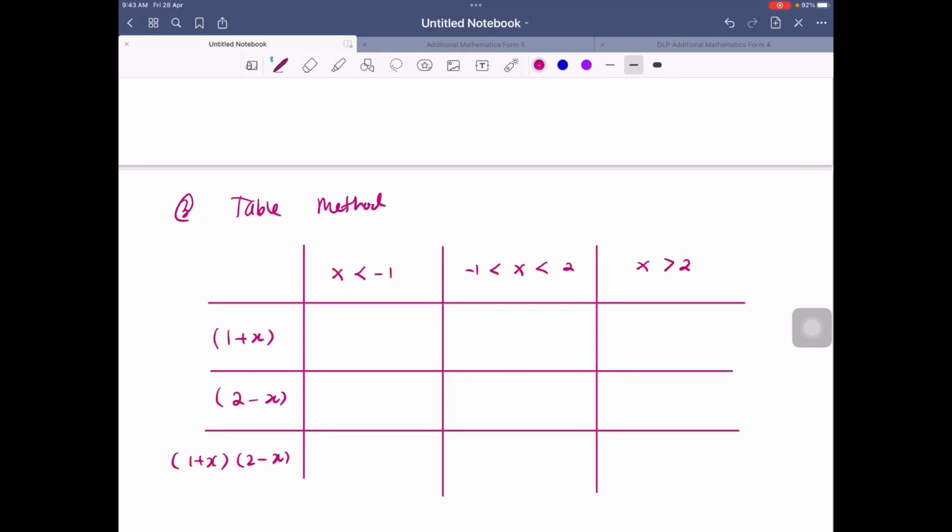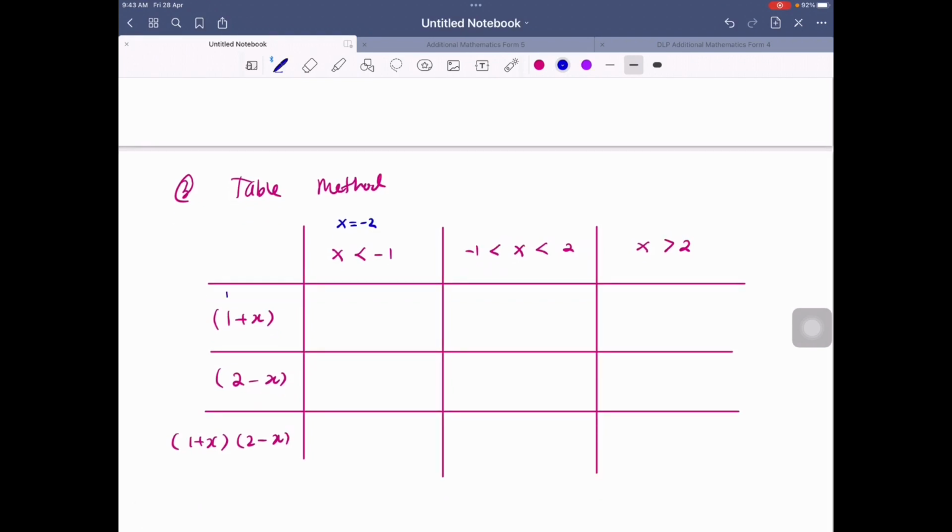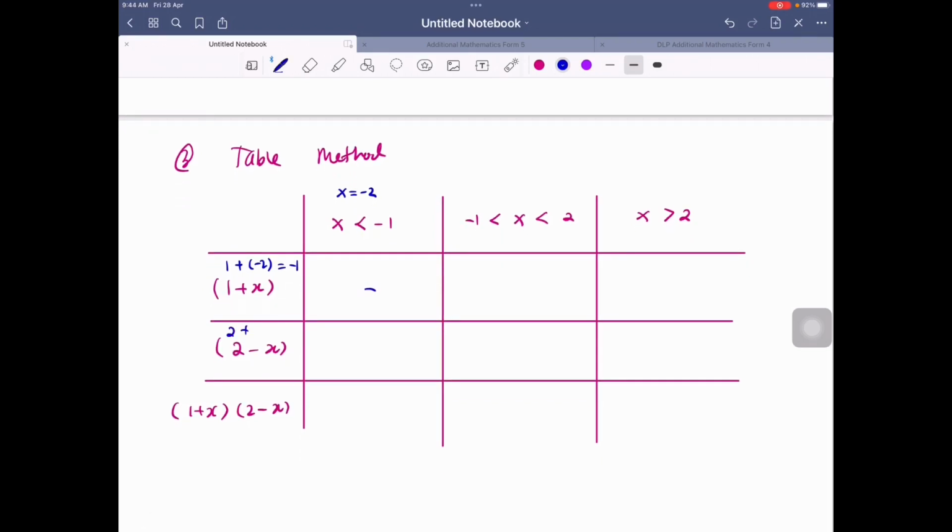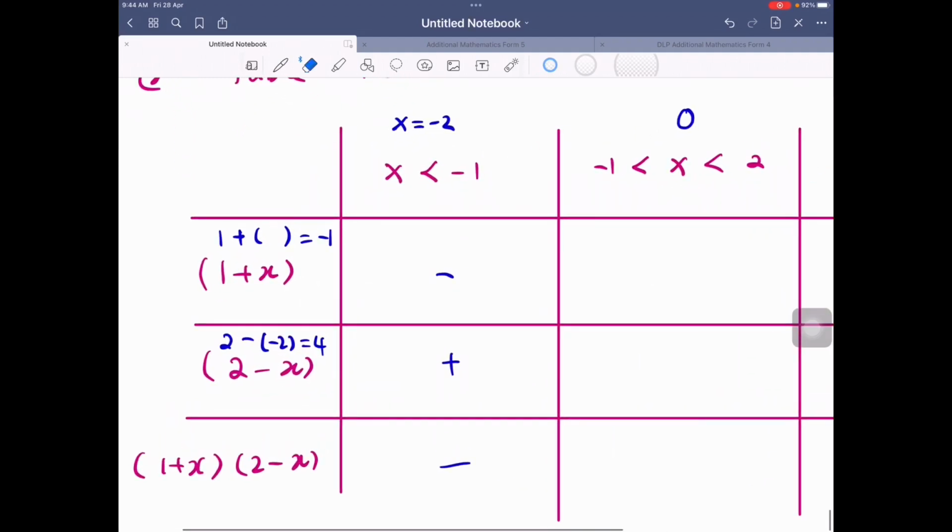We choose a value of x which fulfills the range. Example, I just take x equals negative 2. Substitute here: 1 plus negative 2, the answer is negative 1, negative. Then 2 minus negative 2, so I have 4, positive. Negative, positive, finally negative. From negative 1 to 2, I just choose 0. Substitute 0 into the equation: 1 plus 0 is 1, so it's positive. 2 minus 0 is 2, still positive, and finally this is positive.